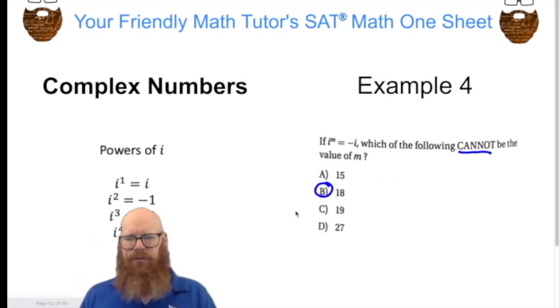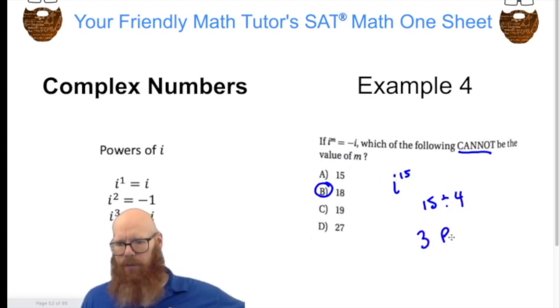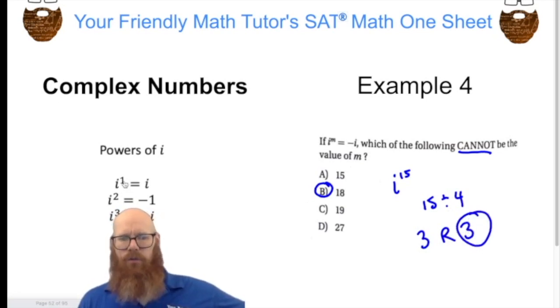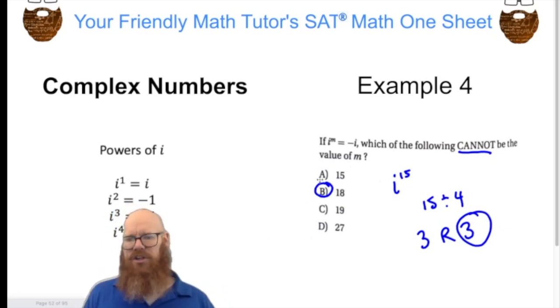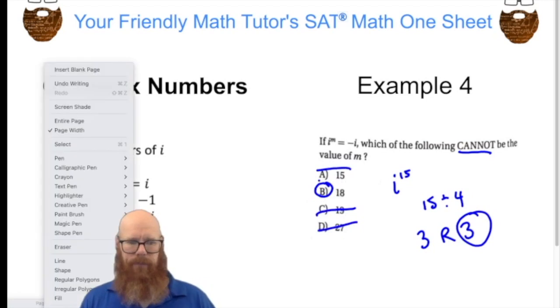Furthermore, in a problem like this, if you did have to figure out, for instance, what i to the 15th would be, you could do 15 divided by 4, the number of terms in our pattern, and that would give you 3 with a remainder of 3. And the remainder of 3 tells you that it's -i. So remainder of 1 is i, remainder of 2 is -1, remainder of 3 is -i, remainder of 0 would be 1. You wouldn't have a remainder of 4 when dividing by 4. All right, but we don't have to check these because they're all odd, so the one that cannot be -i is the even number.